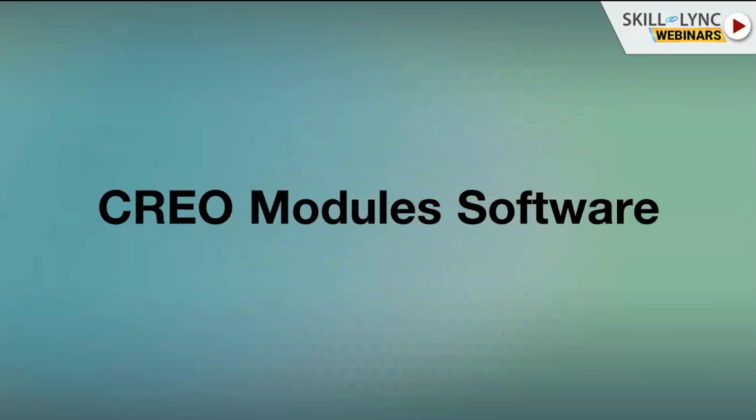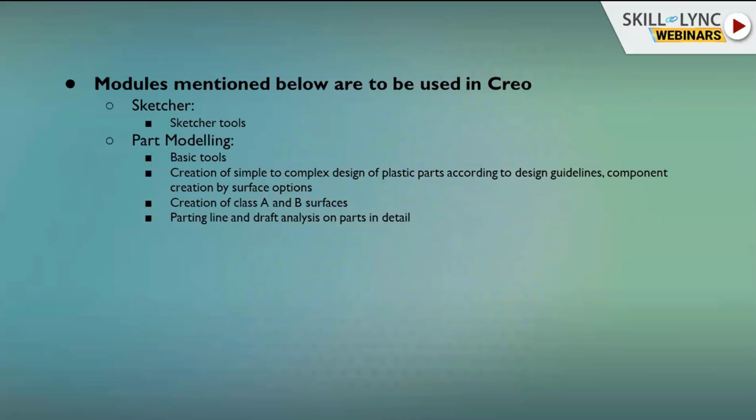So the next one is the CREO module software. The modules we are going to use in CREO for the creation of this plastic design are part modeling, the part modeling feature and the sketcher module. In the sketcher module, we are going to do a 2D sketch and create features. And in the part modeling option, we are going to use basic options like extrude, revolve, sweep, and cut. So some basic tools we are going to use.